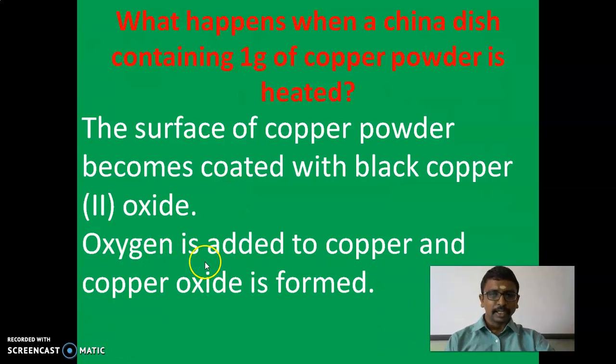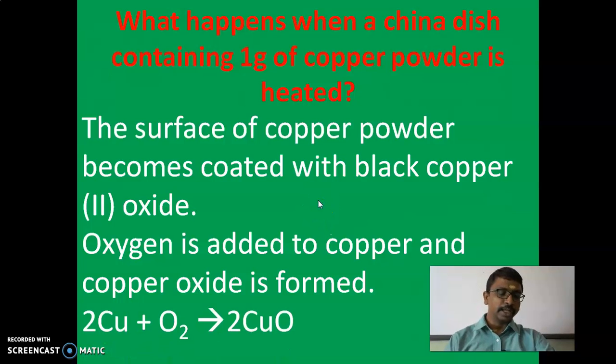So oxygen is added to copper. In the reactants, copper Cu plus O2 are the reactants. The product will form copper oxide. What is the formula for copper oxide? CuO. So the equation is: copper, formula Cu, and oxygen, formula O2, will form copper oxide CuO. The copper oxide is black in color.